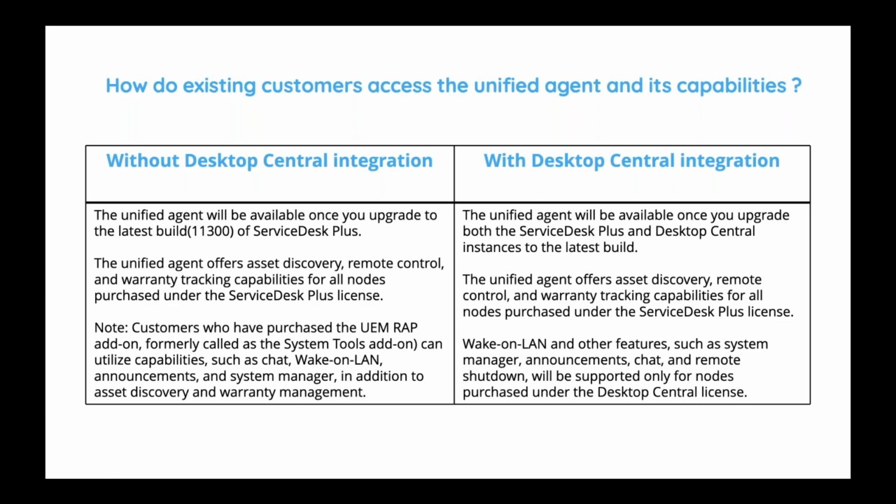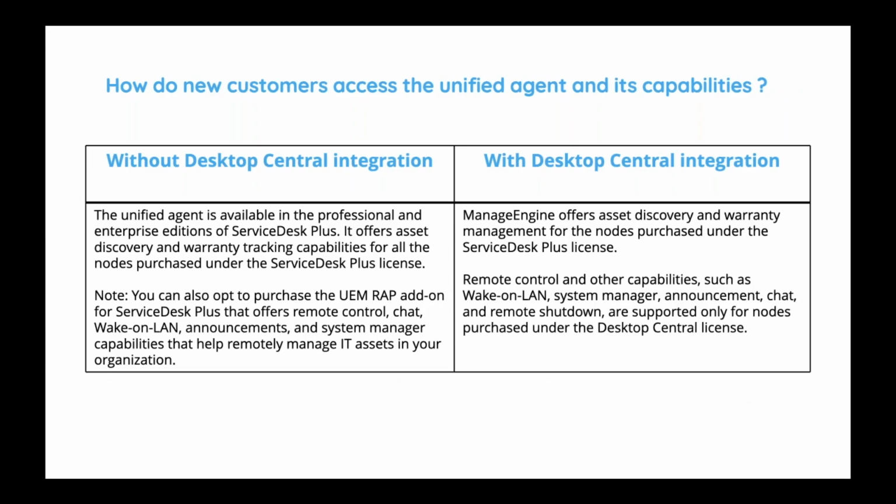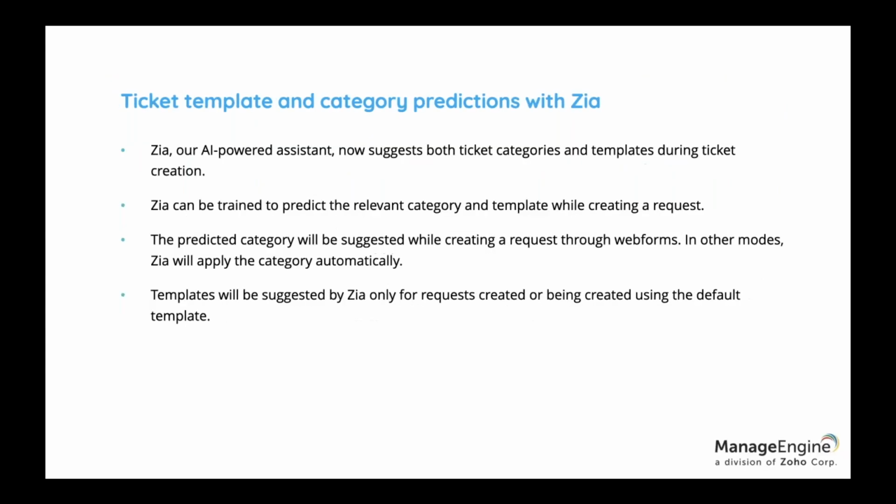Now, customers who have purchased the Unified Endpoint Management Remote Access Plus add-on, formerly called System Tools, can utilize the capabilities such as Wake on LAN, announcements, System Manager. So you could already use this with no interruptions. And for customers who are already using Desktop Central, it's just part of your license, so you don't need to worry about it. Now, these are all the same features that we have discussed.